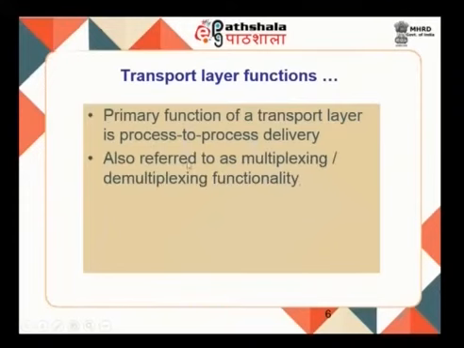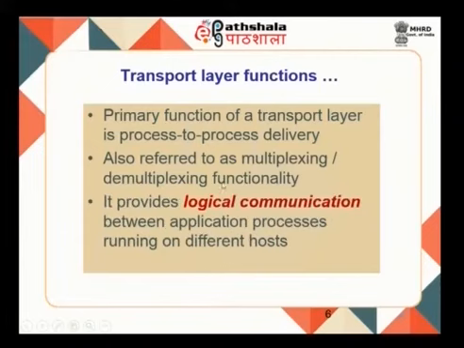This function of doing a process to process delivery, or taking the input from a process and passing it on to the network, and then from the network passing it on to the correct process at the other end, is referred to as multiplexing and demultiplexing. So, you have multiplexing happening at the sender end and demultiplexing happening at the receiver end. We also say that it provides a logical communication between the application processes which are running on different hosts.